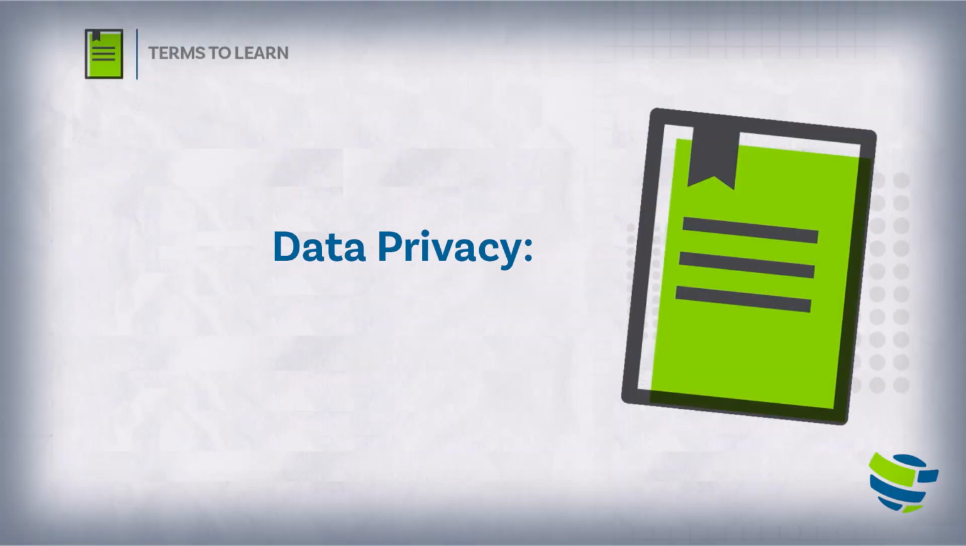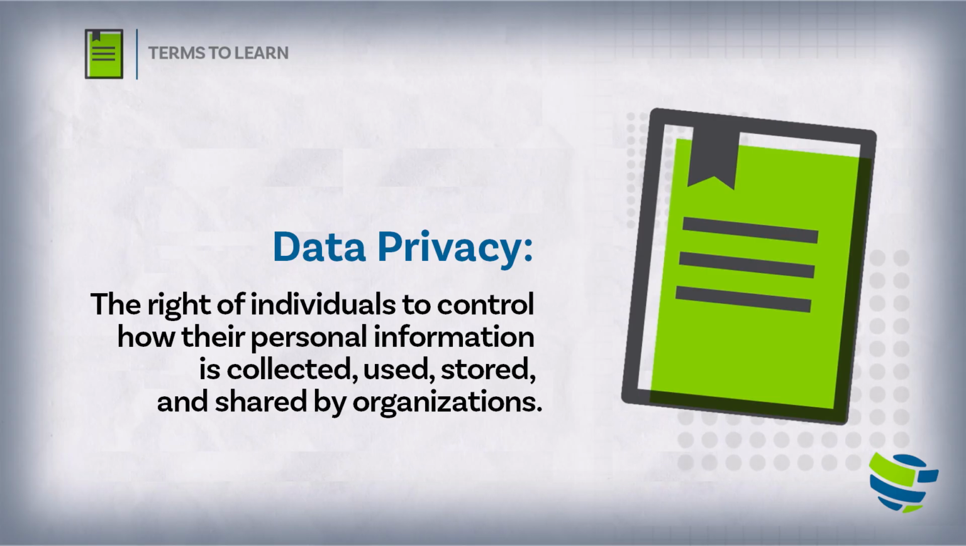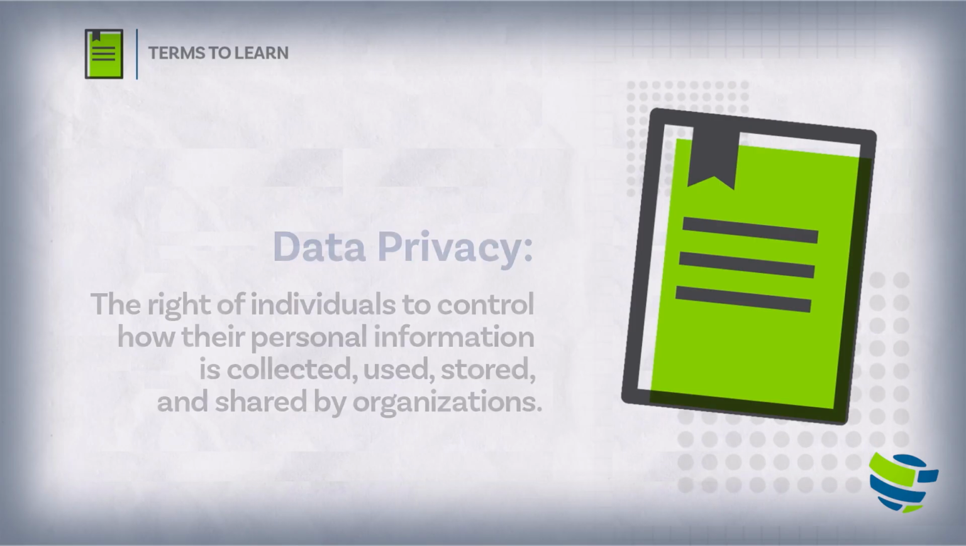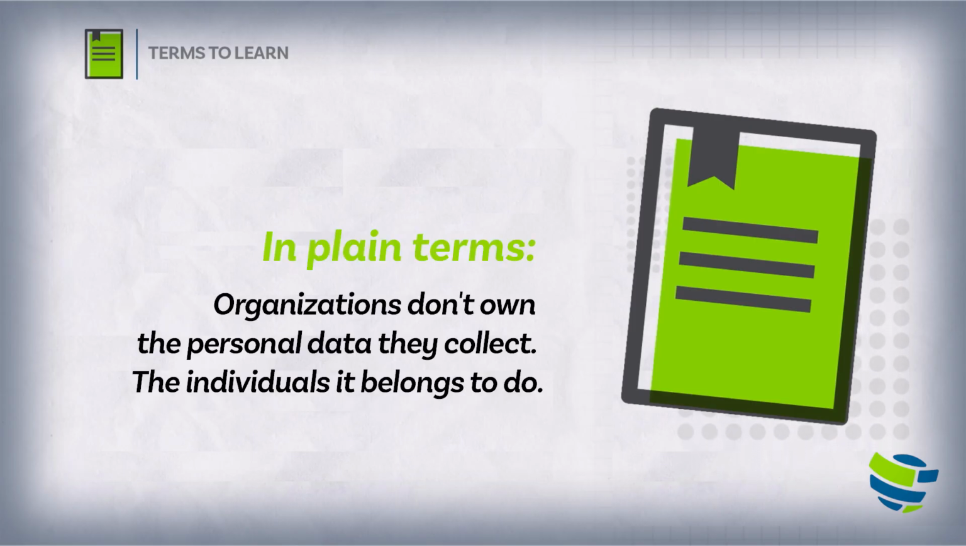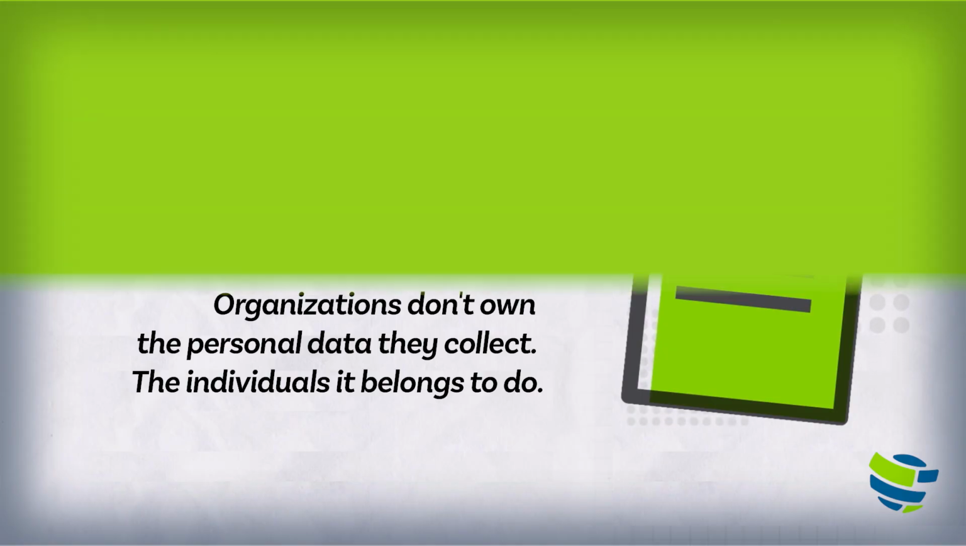So what exactly is data privacy? Our first term to learn, data privacy, is the right of individuals to control how their personal information is collected, used, stored, and shared. In plain terms, organizations don't own the personal data they collect. The individuals it belongs to do. That's the mindset shift that drives everything else in this episode. When an organization collects someone's name, email address, health information, or financial records, they're being entrusted with something that belongs to that person. An internal audit's job is to help make sure that trust is honored.